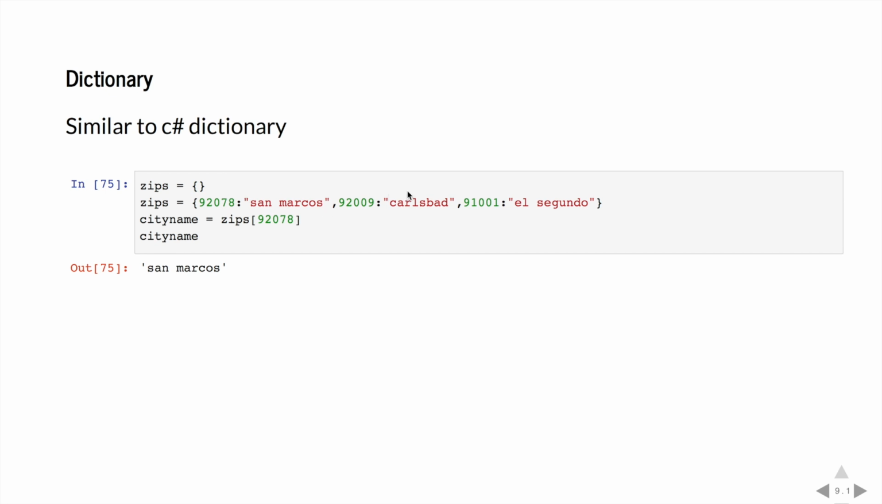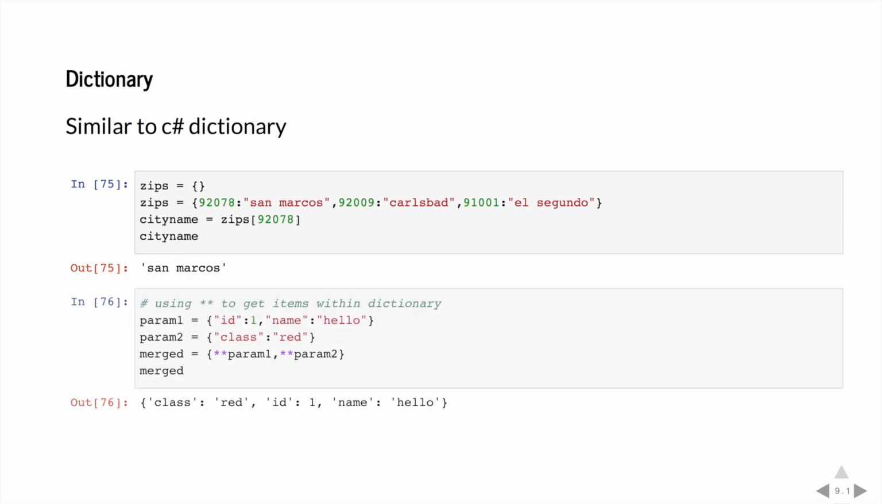So anything immutable can be a key. Here the key is of type integer, and the value can be anything, any object type. Here the value is a string. So you put in the 92078 zip, and it will return the city name. So it's San Marcos here.